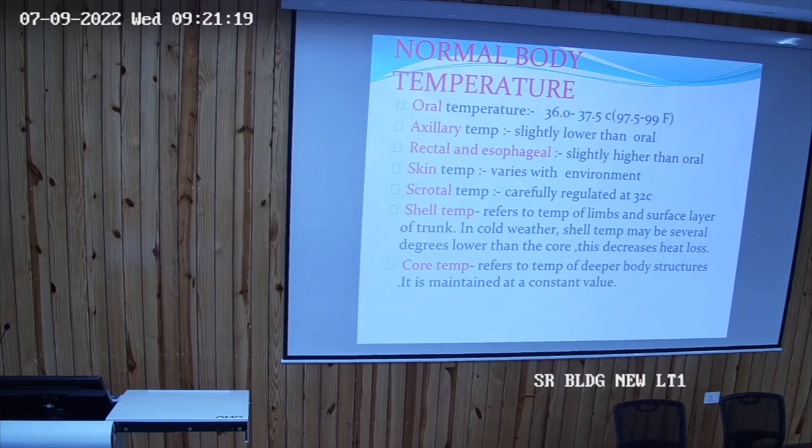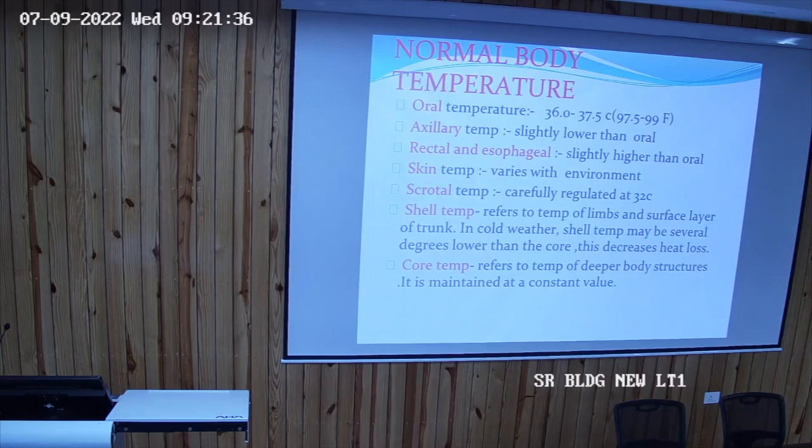Now you have studied the male reproductive system. Yes. So another important feature was the scrotal temperature. That has to be regulated or maintained at 32 degrees centigrade. So each line has a MCQ.